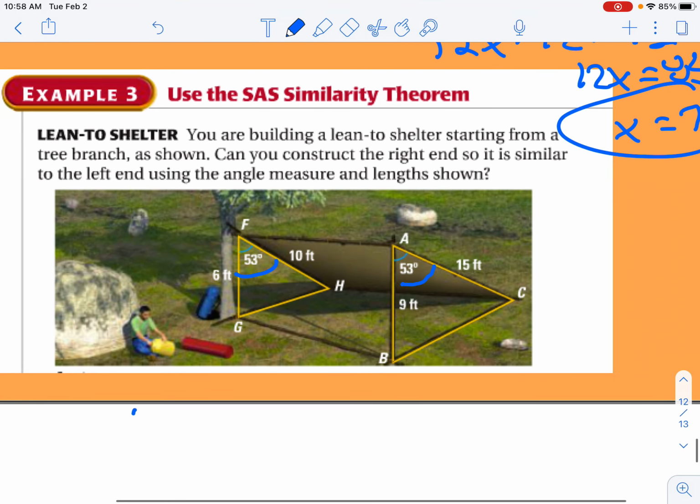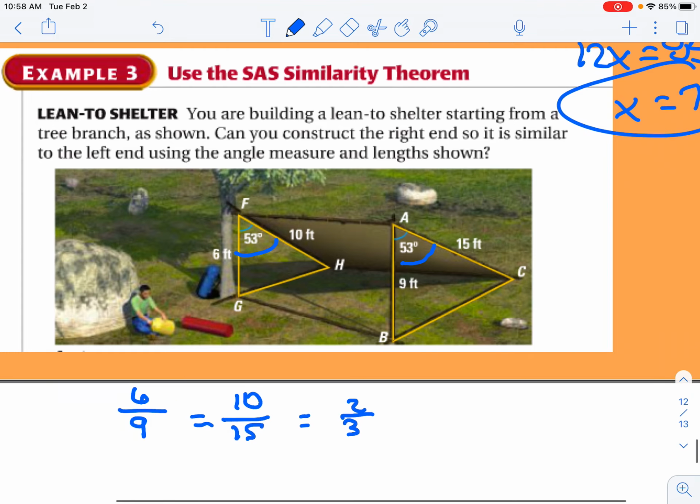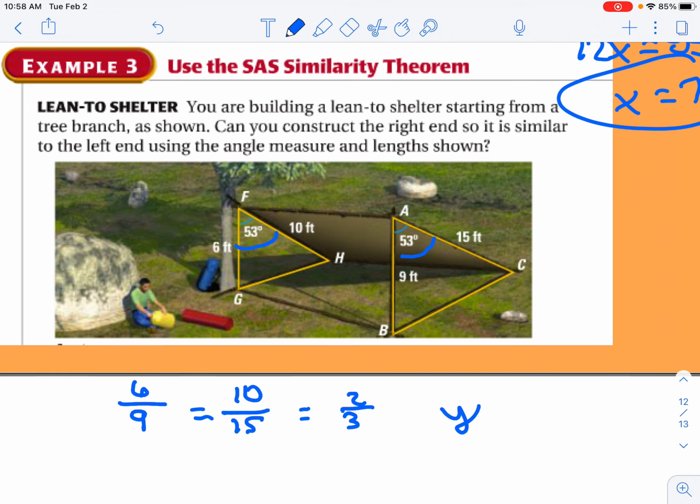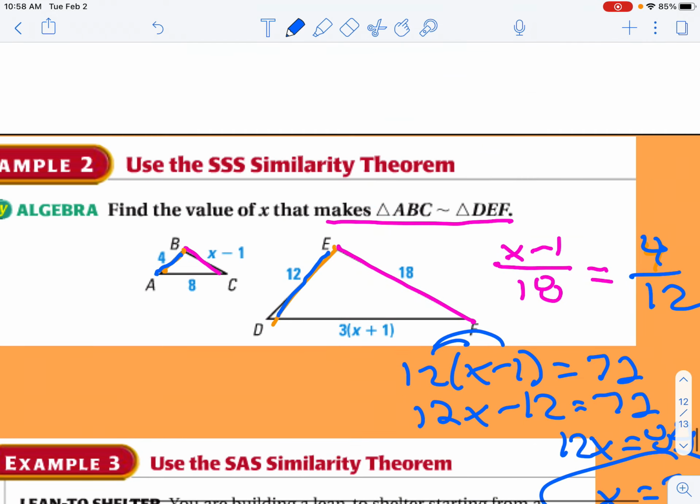So is 6/9 in the same ratio as 10/15? And both of these reduce to 2/3. So yes, because of side, angle, side. All right, so this is the end of our lesson for section 6.4 and 6.6.